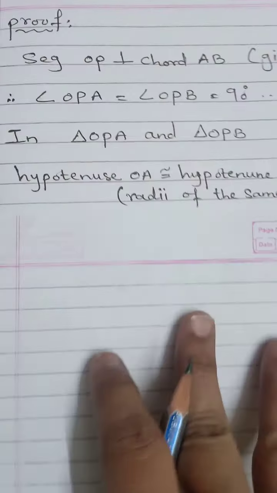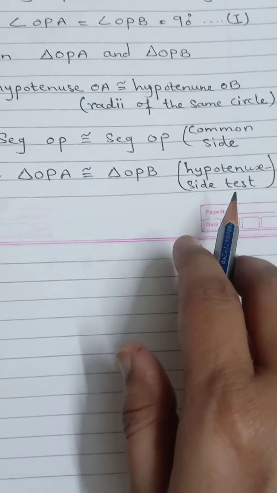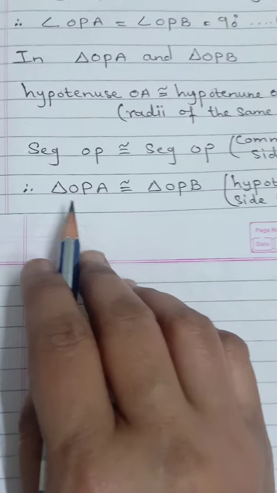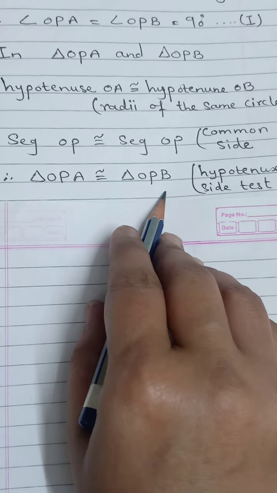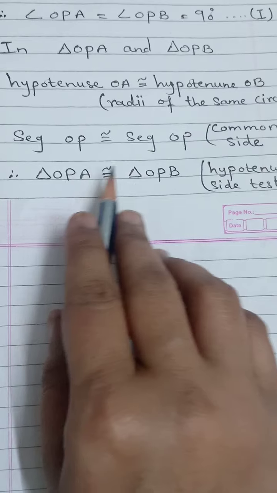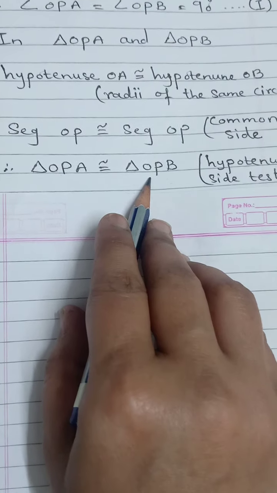After that, the side OP is congruent to side OP because it is a common side. So one of the hypotenuse is congruent and one side is congruent. Therefore, both the triangles will be congruent by the hypotenuse side test. Now, as you have learned in the third chapter, whenever two triangles are congruent, we can say their corresponding sides and corresponding angles will be congruent.